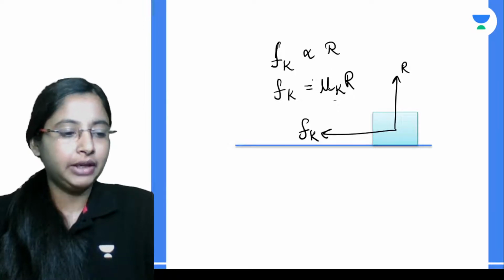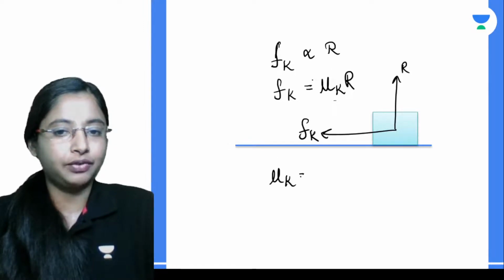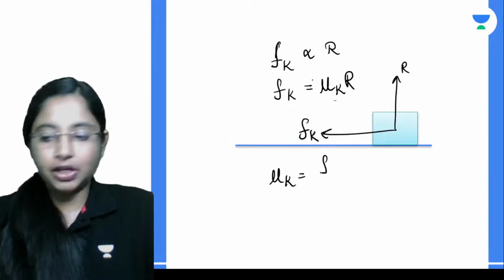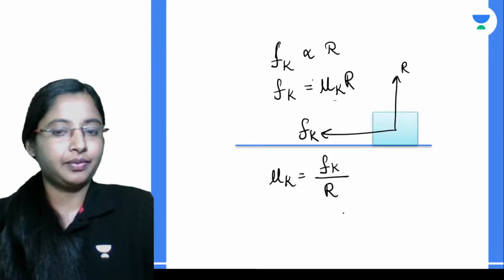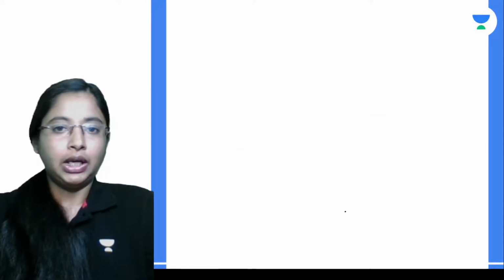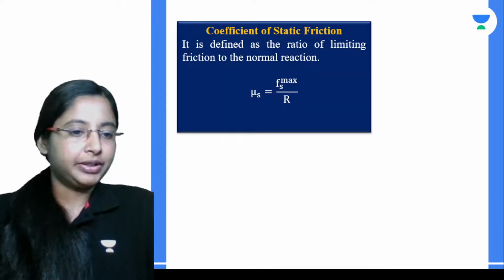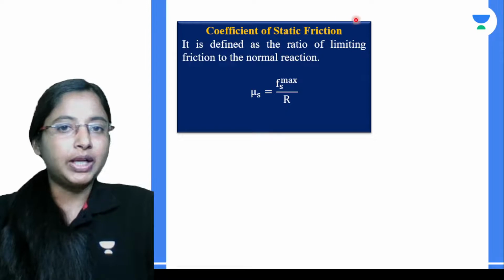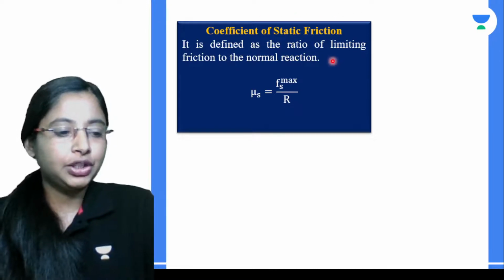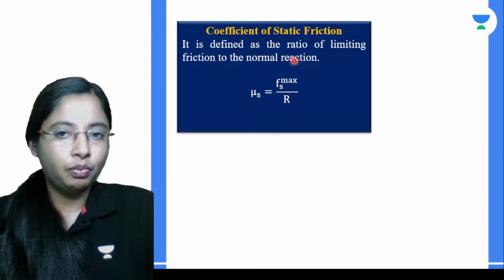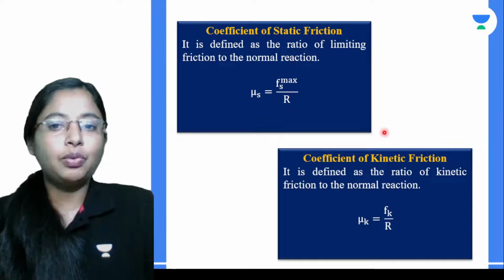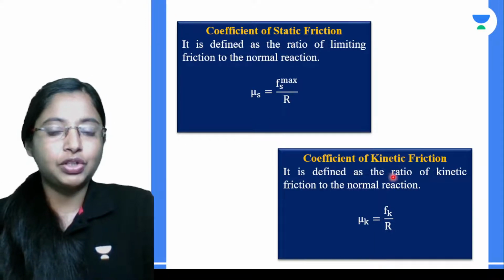Mu k, which is nothing but the coefficient of kinetic friction, is just the ratio between kinetic friction and the normal reaction force. So we saw two more definitions. One is the coefficient of static friction, which depends on the ratio of limiting friction to the normal reaction force. And we saw the coefficient of kinetic friction, which is the ratio of kinetic friction to the normal reaction force.